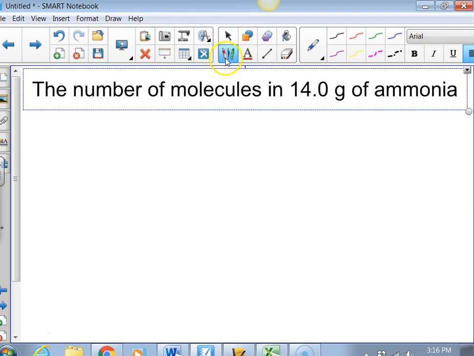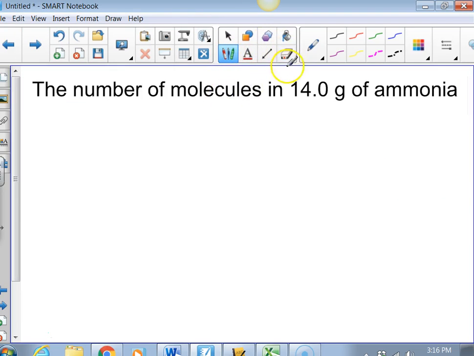In our last problem, we want to know the number of molecules in 14 grams of ammonia. Now, ammonia is one of those molecules like water that we go with a traditional name that takes precedence over any chemical system. Ammonia is NH3. That is a molecule that you should know the formula of, just like you know water is H2O. So we have 14 grams NH3, and we want to know how many molecules.